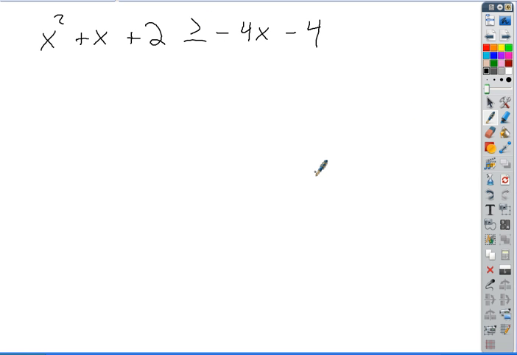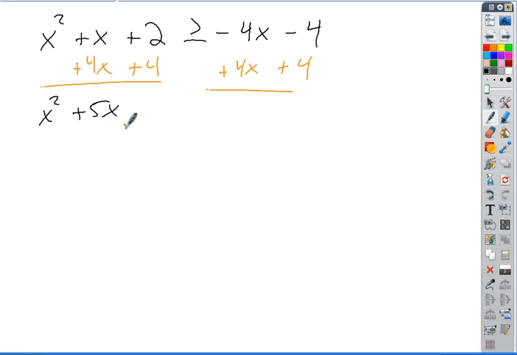Okay, what do I have to do first? Like always, if I'm solving a quadratic equation, what do I want to do first? Good, get it equal to 0. Very good. So we're going to push everything left, right? So I'll add 4x, and I'll add 4, and I end up with x squared plus 5x plus 6 is greater than or equal to 0.